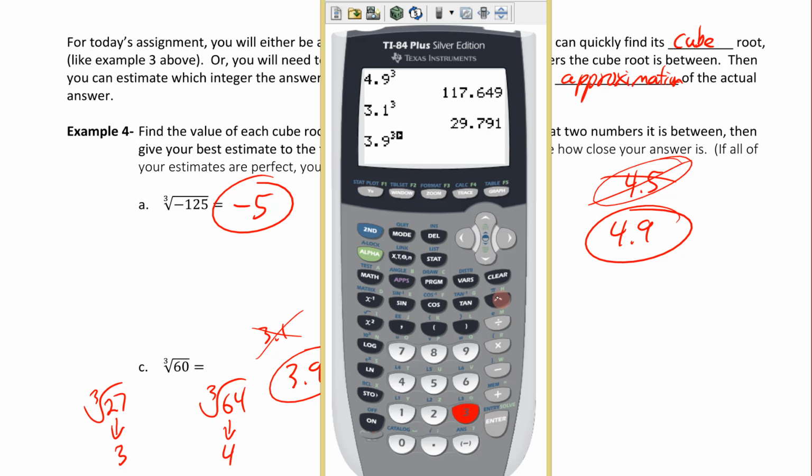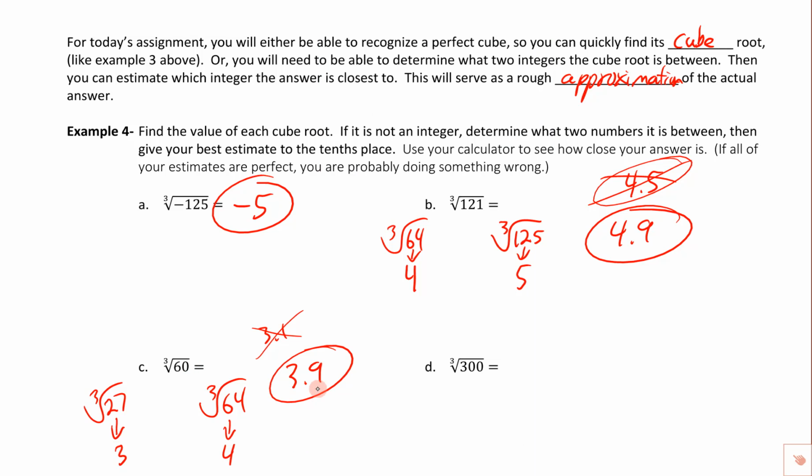So let's do 3.9 and let's cube that. Again, that caret key, that exponent key is above the divide there. And we get 59. That's pretty darn close. So pretty darn good estimate right there.